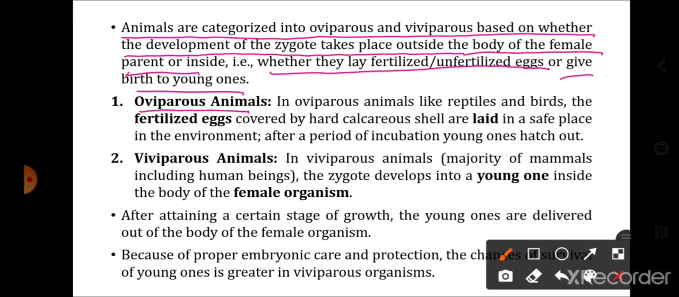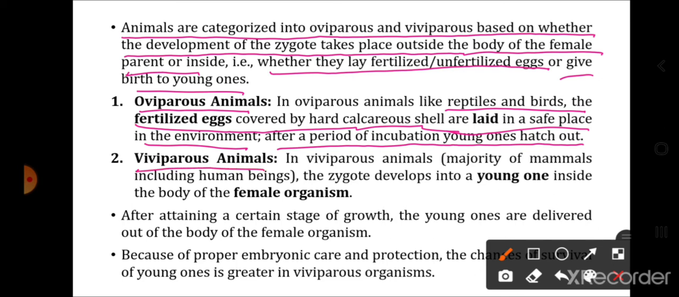Oviparous animals are animals like reptiles and birds, where the fertilized egg gets covered by hard calcareous shells. They are laid in a safe place in the environment. After a period of incubation, young ones hatch out. So what are oviparous animals? The egg laying animals are called oviparous animals. The fertilized eggs are laid, covered by the calcareous shell, and after the period of incubation, after the period of development, the young ones hatch out.